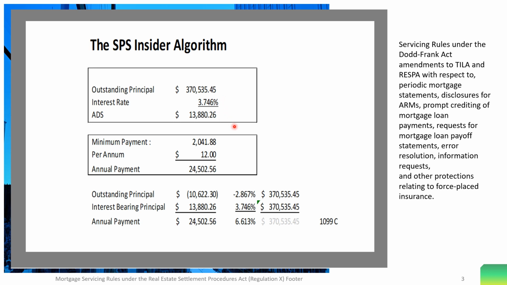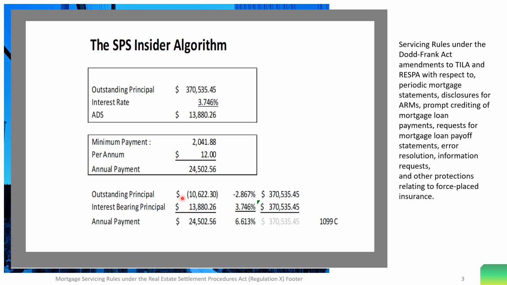Then we jumped to the box below, and it had a minimum payment. The minimum payment here is 2041. If you multiply that times 12 months per annum, that gave us an annual payment of $24,502.56. Now, if your annual payment is $24,502.56 and the interest portion is $13,880.26, I wonder what happens if we subtract the two. If you subtract one from the other, you're going to get the amortization, or the principal portion of the mortgage.